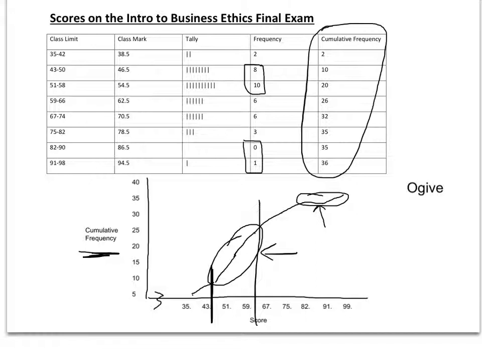Also keep in mind that this thing needs to end at your end value. So in this particular case, there must have been 36 people that took this test. So then my ogive must come over to 36. Also keep in mind, your ogive can never come back down. It's always going to be rising. It's always going to look like a set of steps.